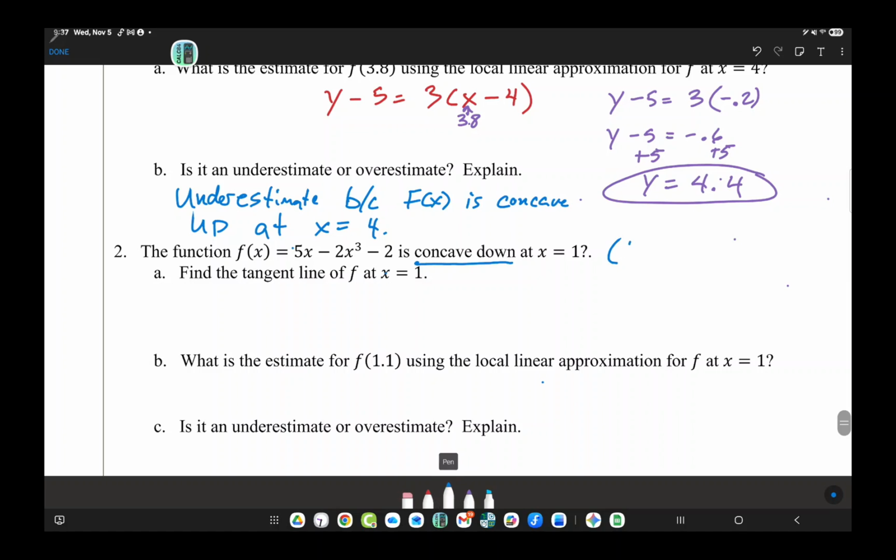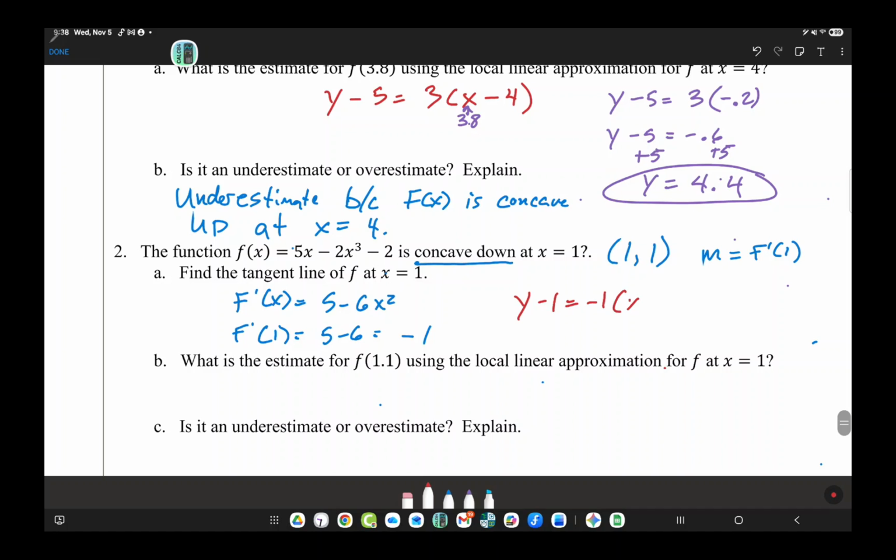Okay, what is y? Well, if I plug in 1, we have 5 minus 2 minus 2, which is equal to 5 minus 4, which is 1. So if you plug in 1, you get 1. Next, we need to find the slope, and the slope, again, is the derivative at 1. So f prime of x would be 5 minus 6x squared. And then f prime of 1 would be 5 minus 6, which is negative 1. So my tangent line is y minus 1 equals negative 1 times x minus 1.